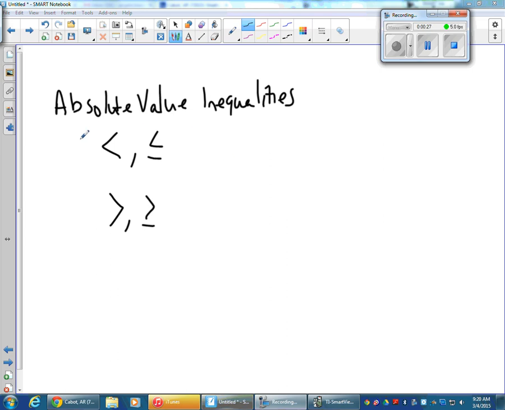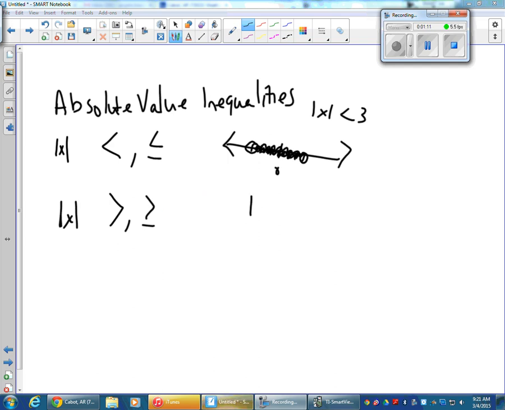Here's how they work. If the absolute value of something is less than a number, say the absolute value of my number has to be less than 3, that means if this is 0, my coordinate can be no more than 3 units away. So it could go anywhere from -3 to +3, somewhere in between these two numbers. Anytime you have a less than, you're keeping it close to the center of your number line.